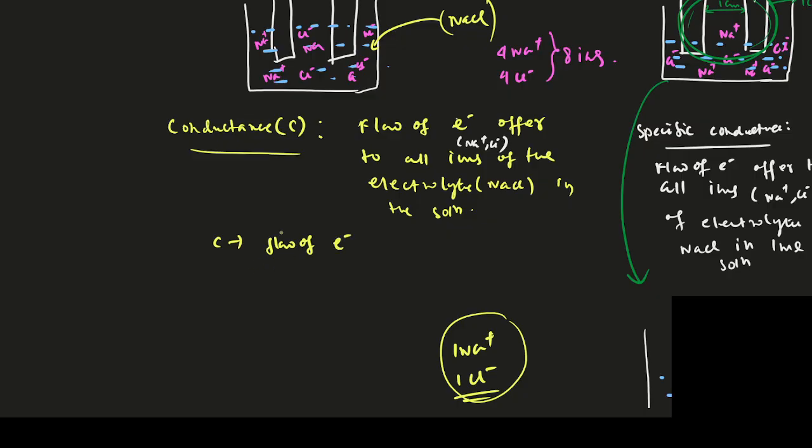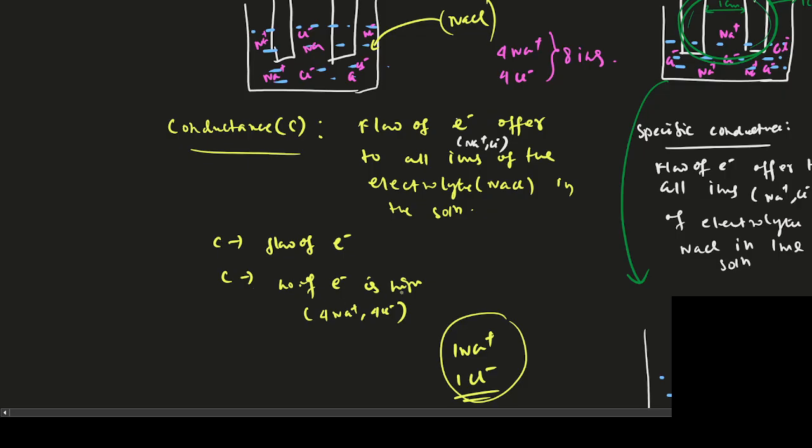of electrons. So here the number of electrons is high, because per whole solution we say that one Na plus and one Cl minus is there. It means the number of electrons is high in this solution, so the conductance is high.